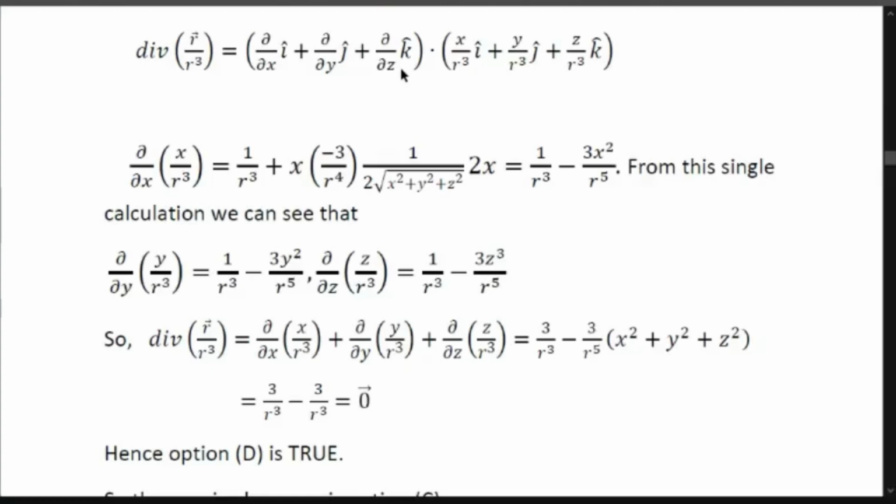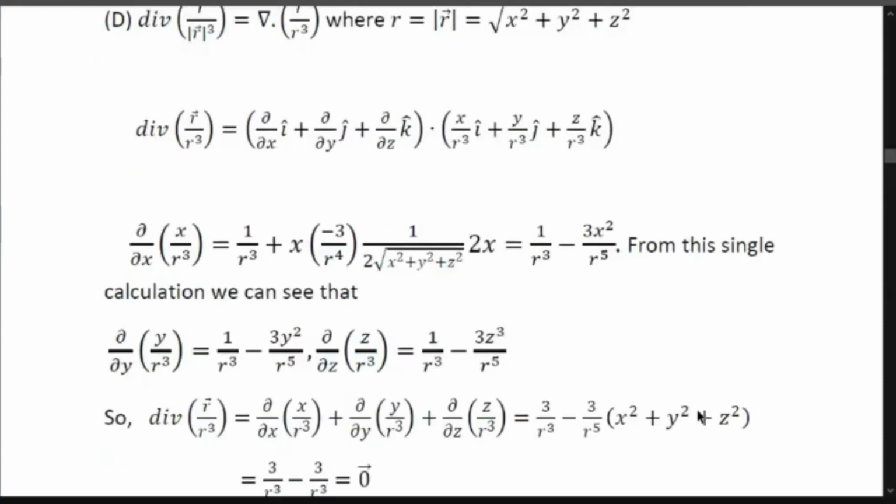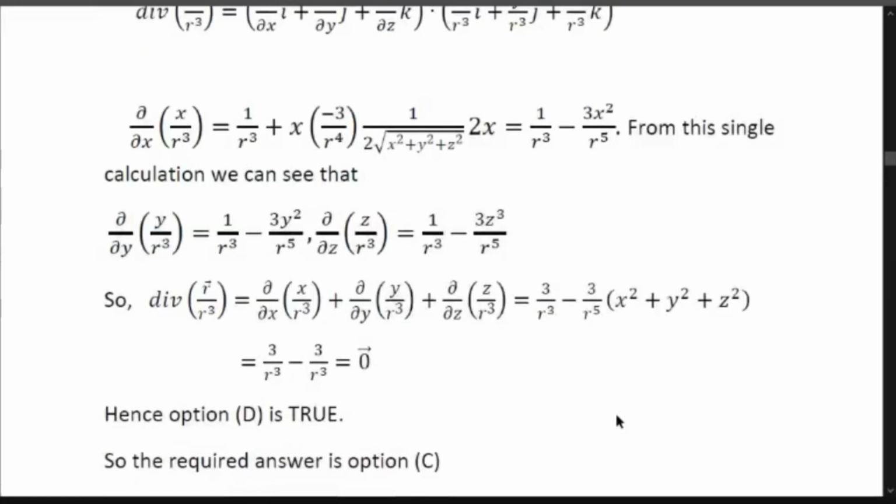You know that r is the square root of x square plus y square plus z square, so x square plus y square plus z square is nothing but r square. So 3 by r cube minus 3 by r raised to 5 into r square gives 3 by r cube minus 3 by r cube, which is 0. It's not a zero vector, it is simply 0. So the statement in option D is also a true statement.